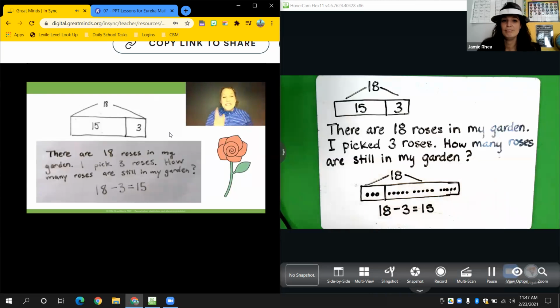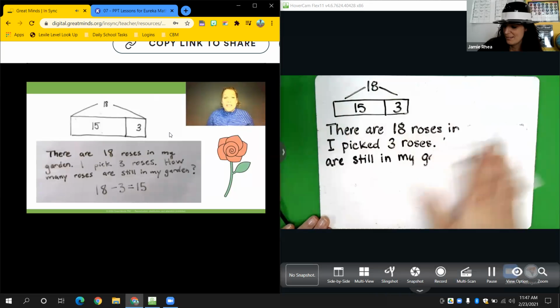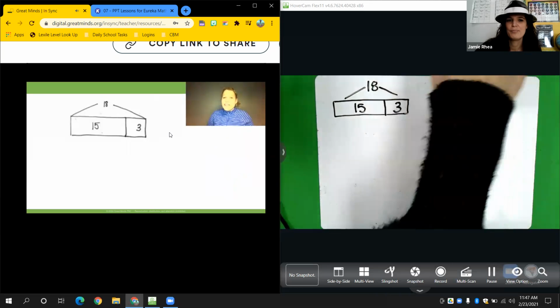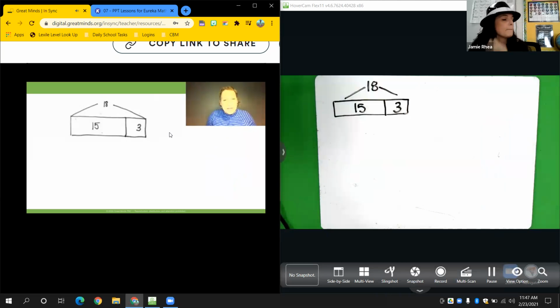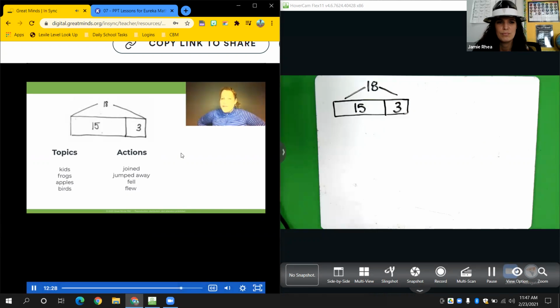Guess what? Now you get to try one all on your own. Using this same tape diagram, write a story problem that matches it. If you need some ideas, I'm going to put up some topics for you and also some actions. Feel free to use any of them or make up your very own. Push pause now and write a story problem that matches this tape diagram.